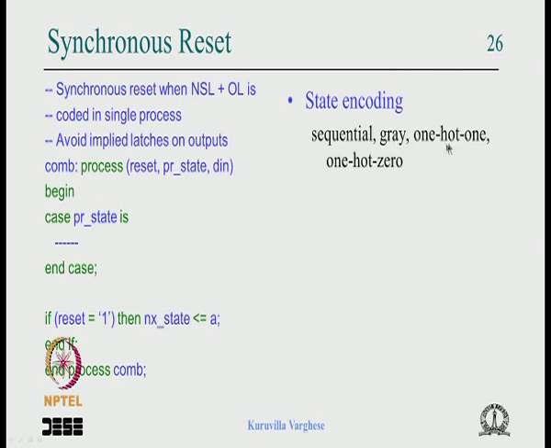And there is something called one hot 1, where one state is encoded in one flip flop. We will see where it is useful. One hot 0 is like one hot 1, but you start with all zeros. In one hot 1, if there are 4 states then there are 4 flip flops, so you have 0001, 0010, 0100, 1000, but in one hot 0 you start with all zeros, so that is the difference.